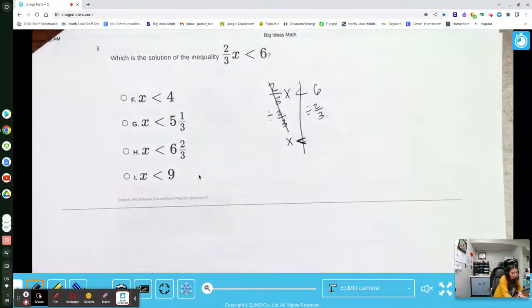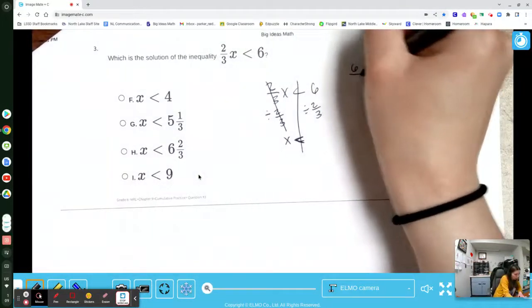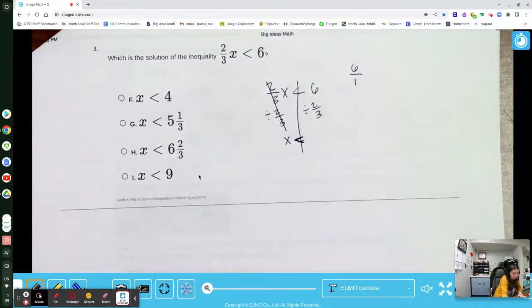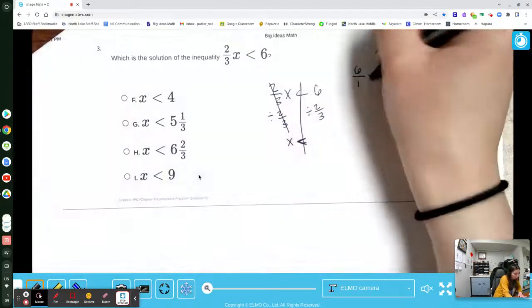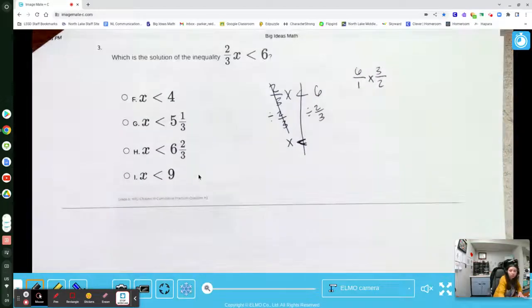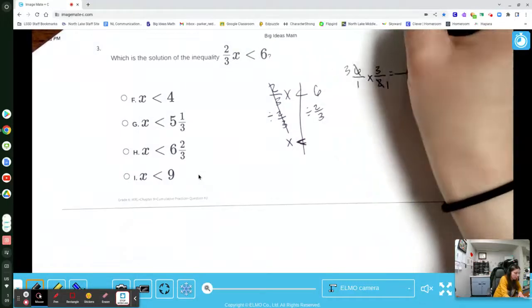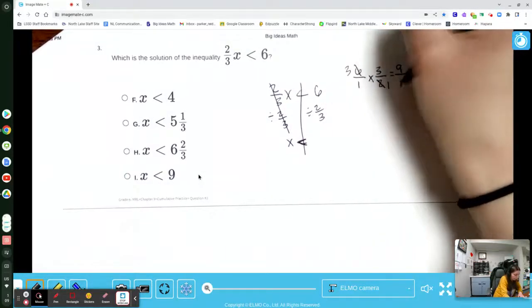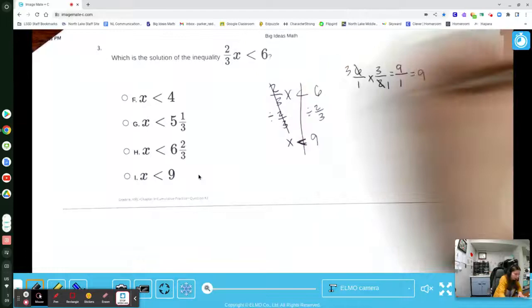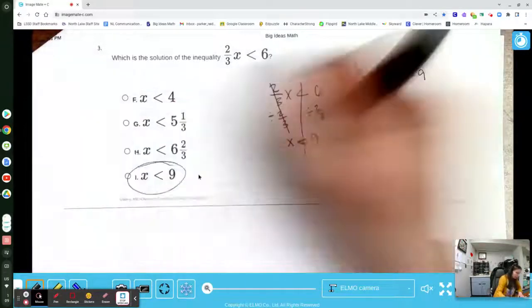And now I just need to do 6 divided by 2/3. So keep 6, but I'm going to make it 6/1. Change to multiplication, flip the second fraction. 2 fits into both 2 and 6, so 2 fits into 2 once and into 6 3 times. 3 times 3 is 9. 1 times 1 is 1. So I get 9. X is less than 9.